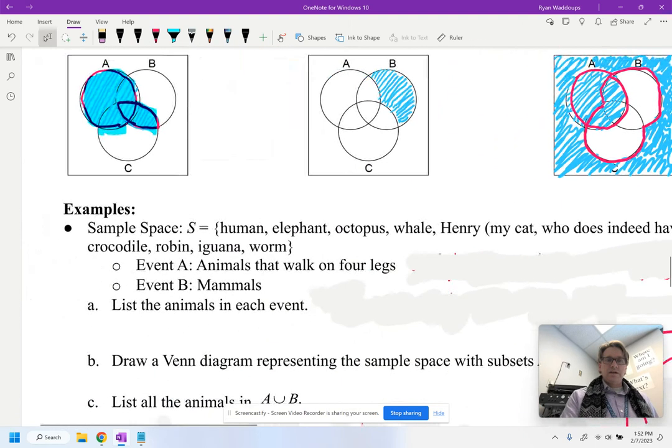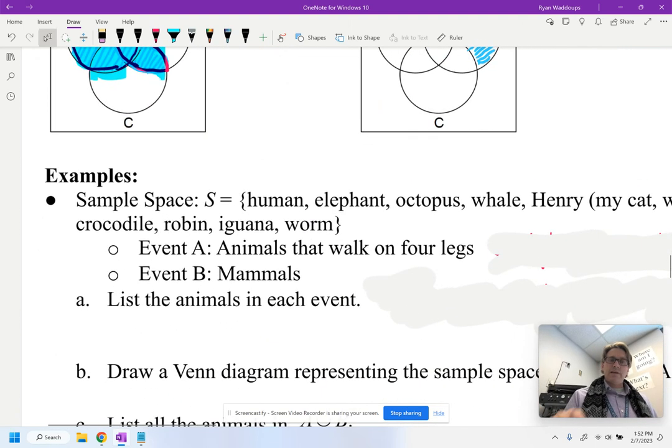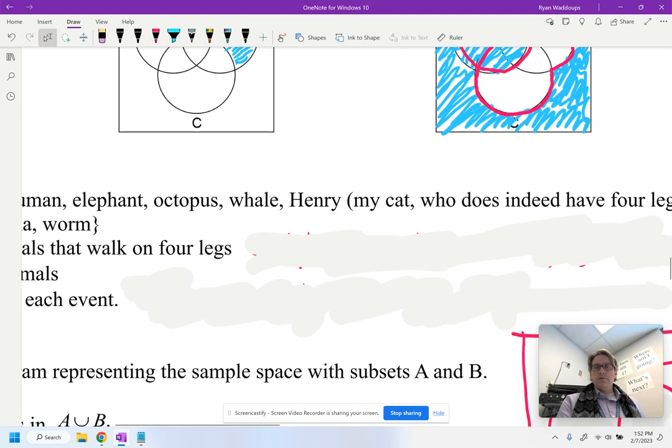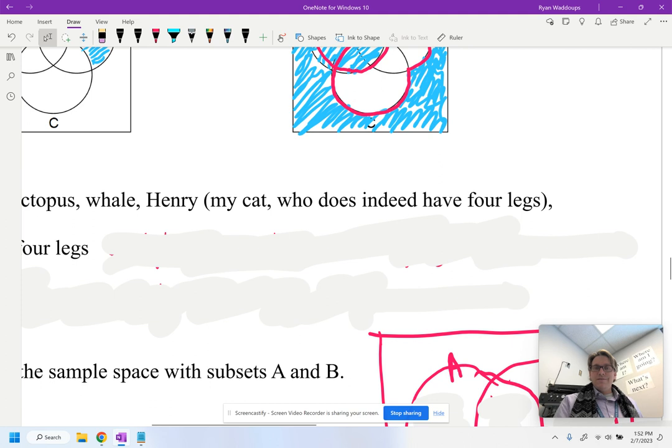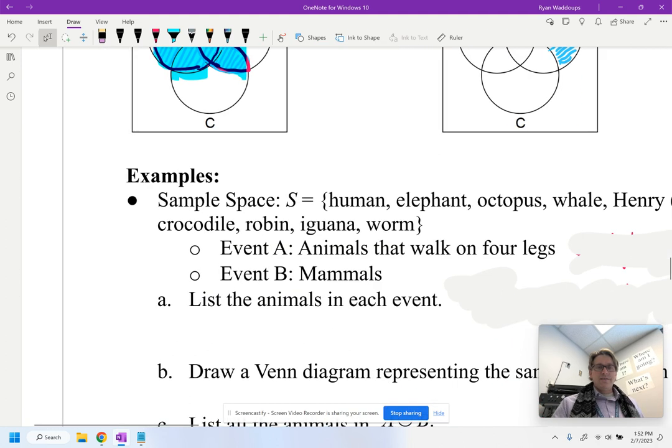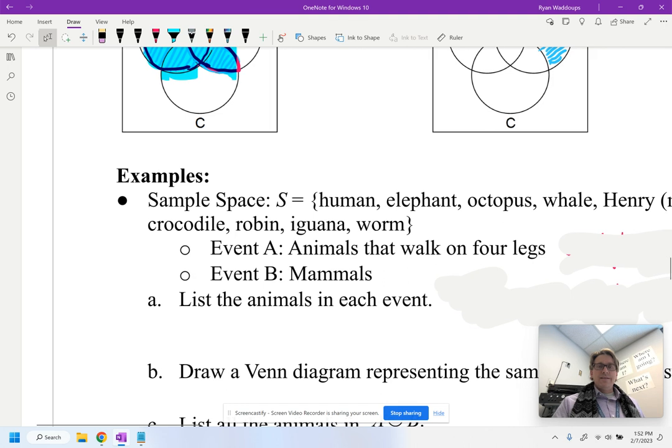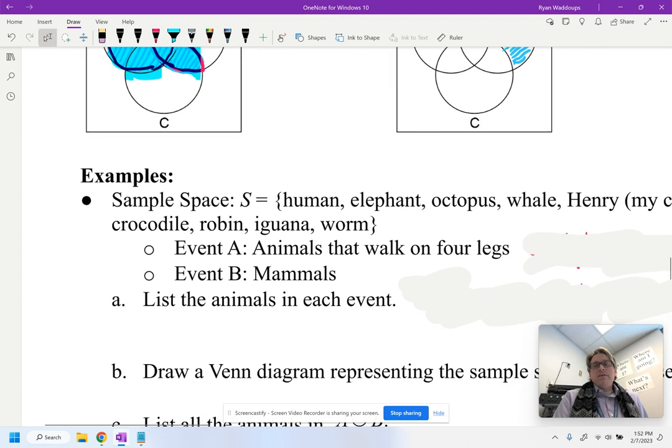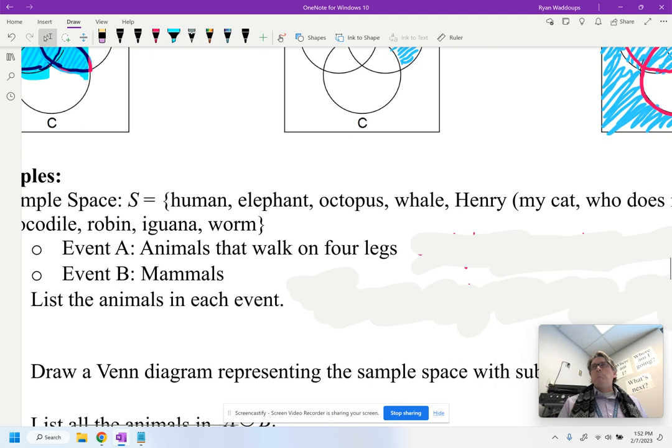Okay, in this next section, we're going to talk about some examples here with the sample space. Could you read that sample space for us, Brooke? Sample space is human, elephant, octopus, whale, Henry, my cat, who does indeed have 4 legs, crocodile, rabbit, iguana, worm. Right. And so, for our purposes, we'll just call Henry my cat, or just cat, simply cat.